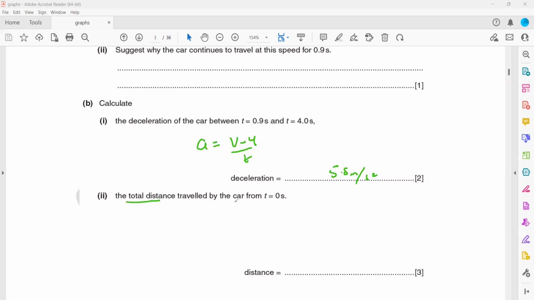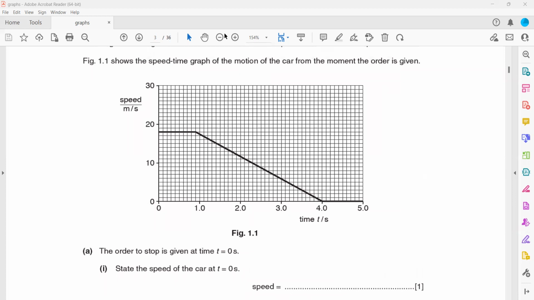Then the distance traveled by the car from time 0 seconds to 4 seconds. How do we work out the distance traveled by the object? For a speed-time graph, if we want to calculate the distance traveled, we use the area under the graph. Area under the graph gives us the distance traveled. We can divide this into two parts, or you can use a trapezium. One side is a rectangle, and the other side is a triangle.